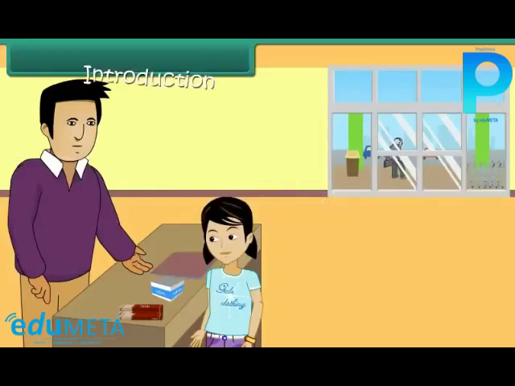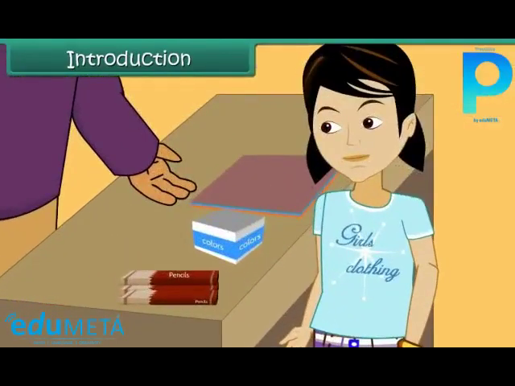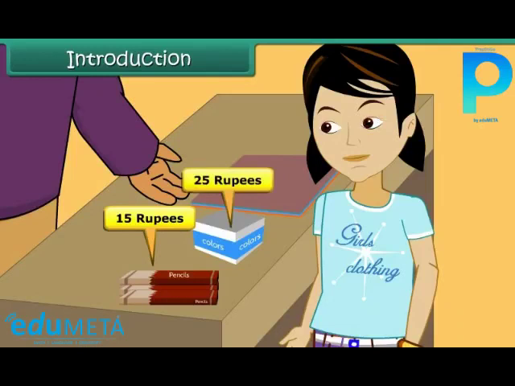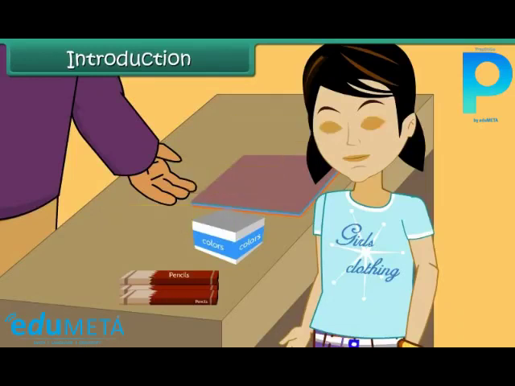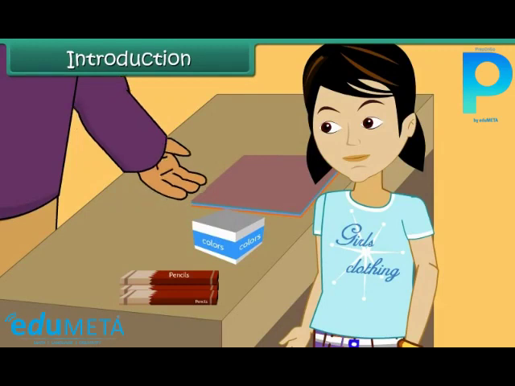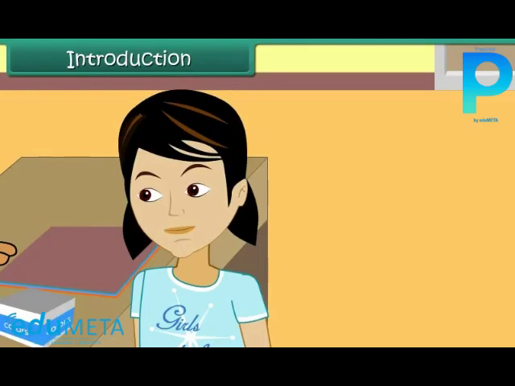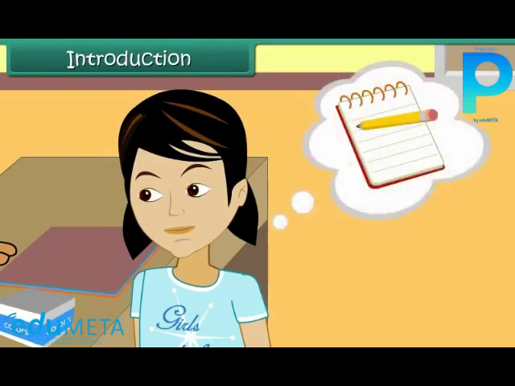Introduction. Rita has bought pencils for 15 rupees, colors for 25 rupees and pastel sheets for 12 rupees. The shopkeeper asks her to pay 52 rupees. Rita wants to verify, but there is a problem. She cannot do it without writing the numbers down on paper. She cannot perform mental calculations. You just saw how important mental arithmetic is.